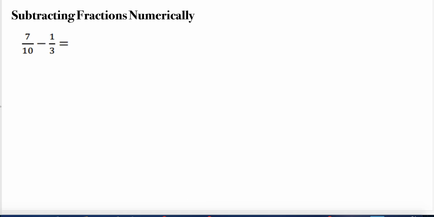All right. Now I'm going to do the same strategy to subtract fractions numerically. So I want to do 7/10 minus 1/3. So the first thing I want to do is skip count by the 2 denominators to find the least common denominator.